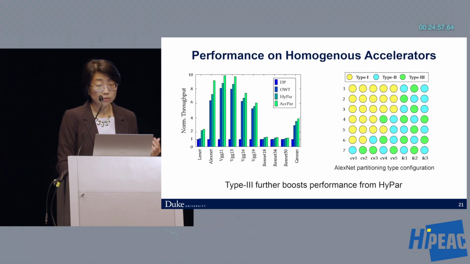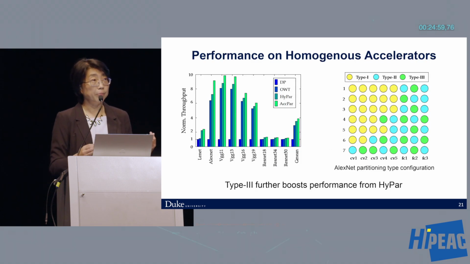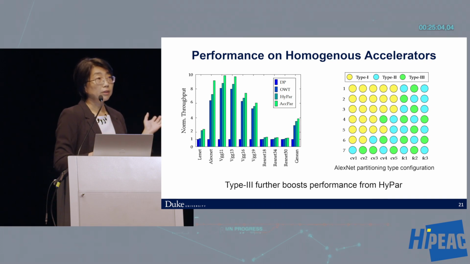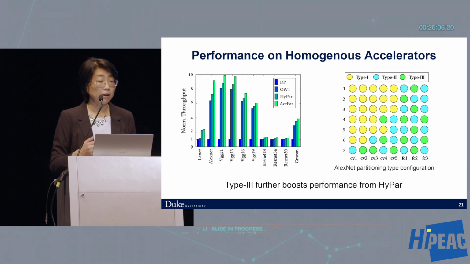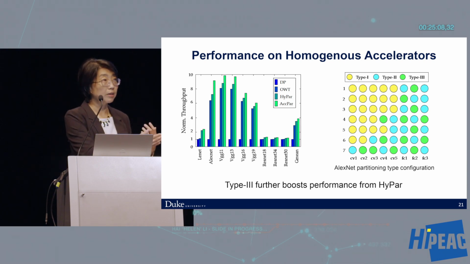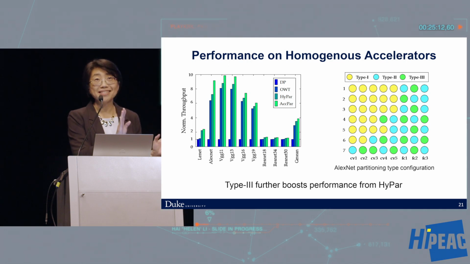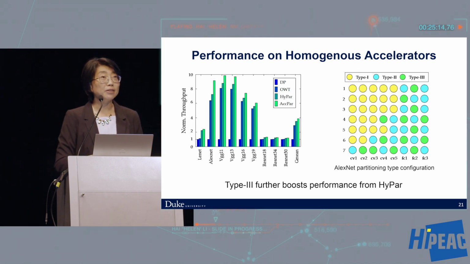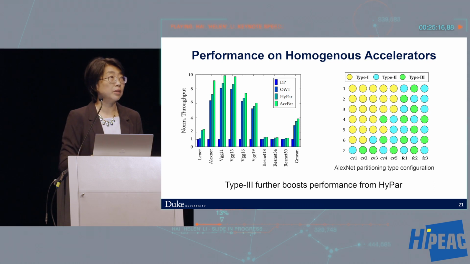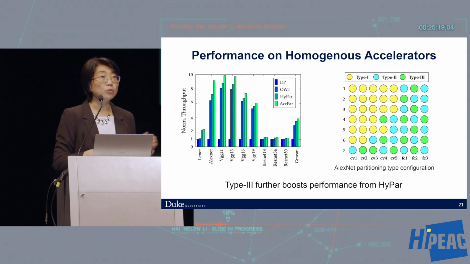A lot of the technical details can be found in our paper. I just show one quick result. On the left-hand side is a comparison of our methodology with others in terms of normalized throughput. Of course, we do expect that the result is better than the others. But the more interesting part is on the right-hand side.